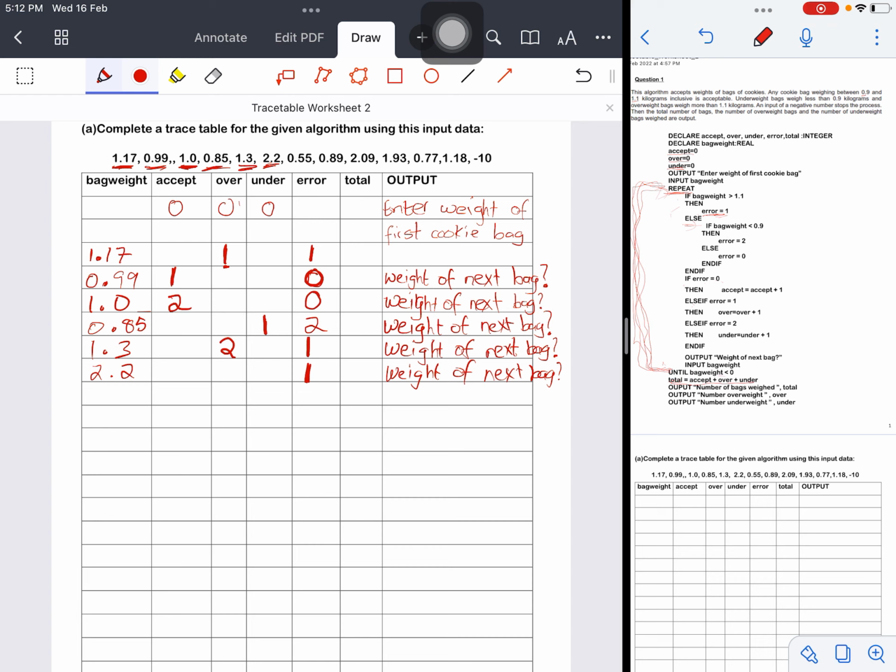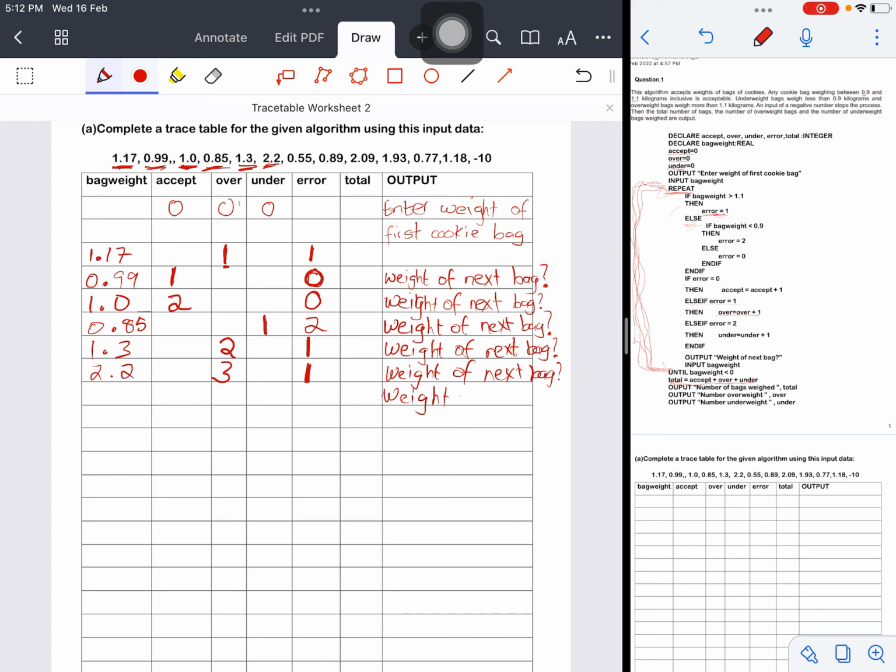Okay, then we go find that if statement that says else error is equal to 1. If it's equal to 1, then over is equal to over plus 1, which means currently it's 2. So 2 plus 1 will give us 3. So now we have 3 bags that are over. We have 1 bag that is under. We have 2 bags that are acceptable. Okay. Then we type it in again.